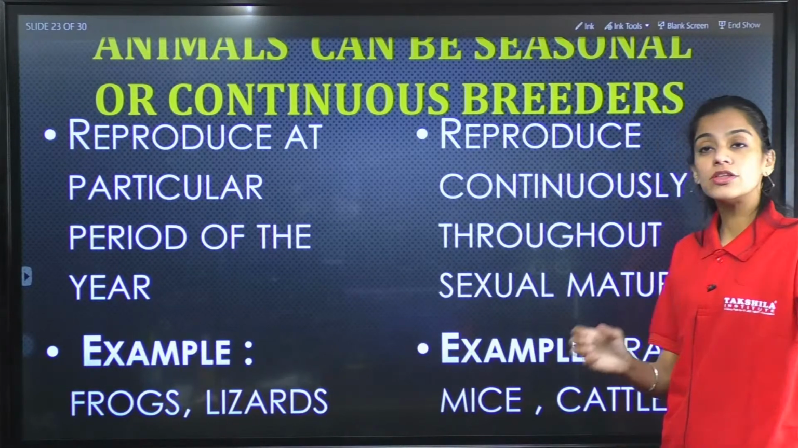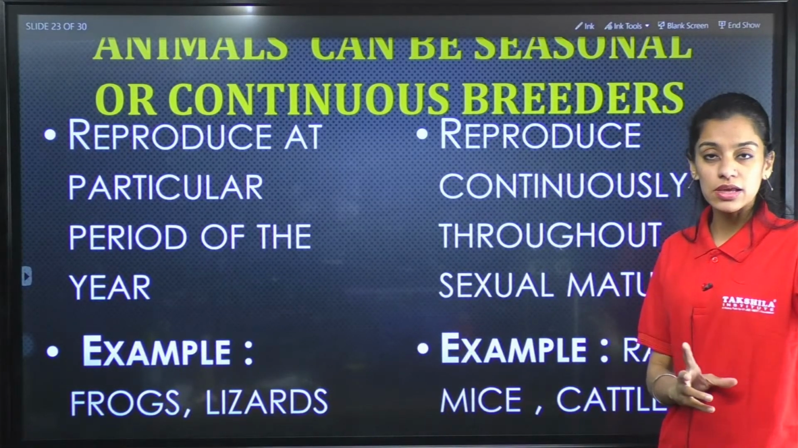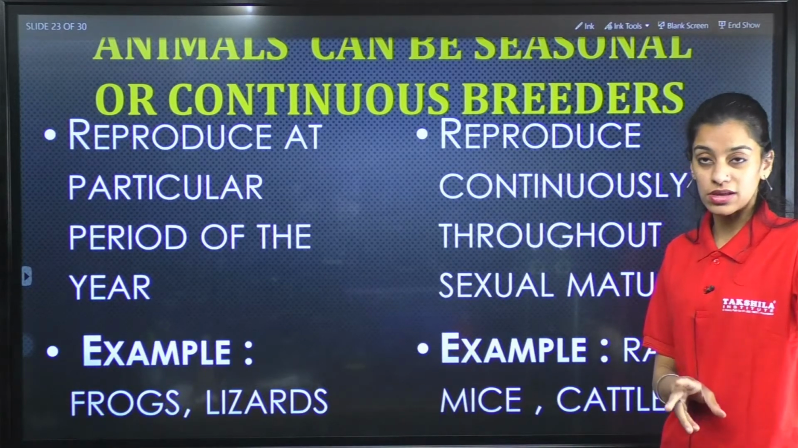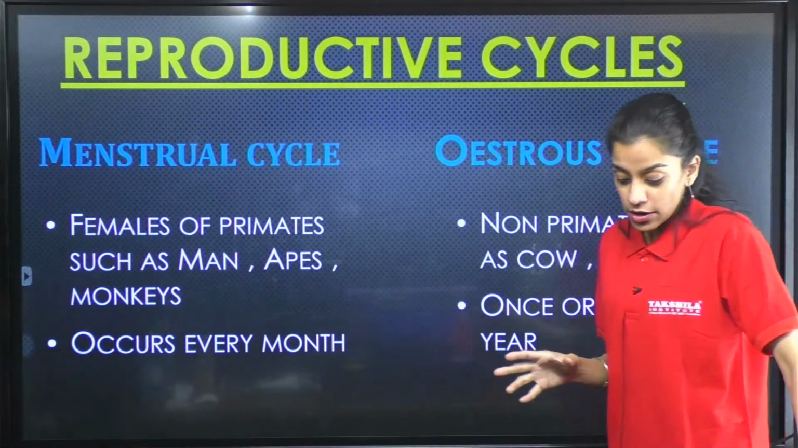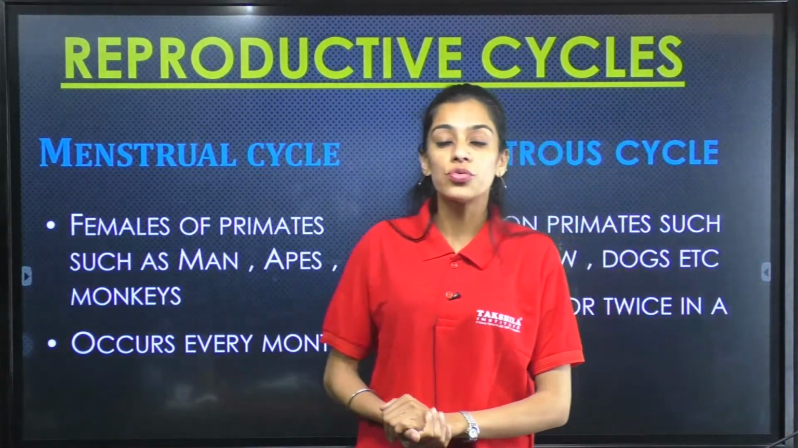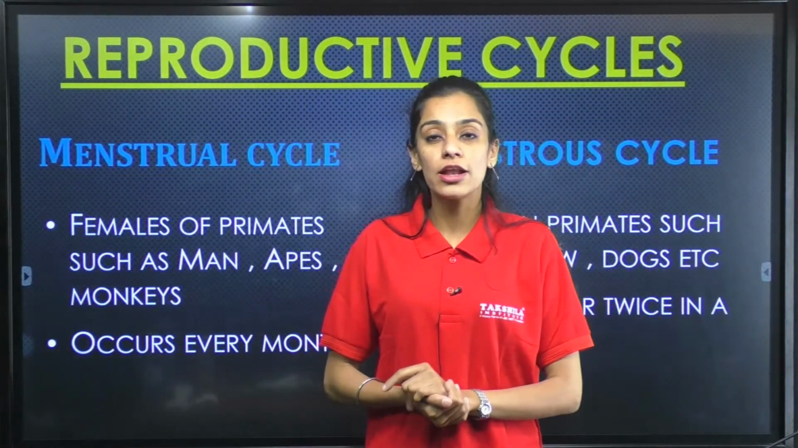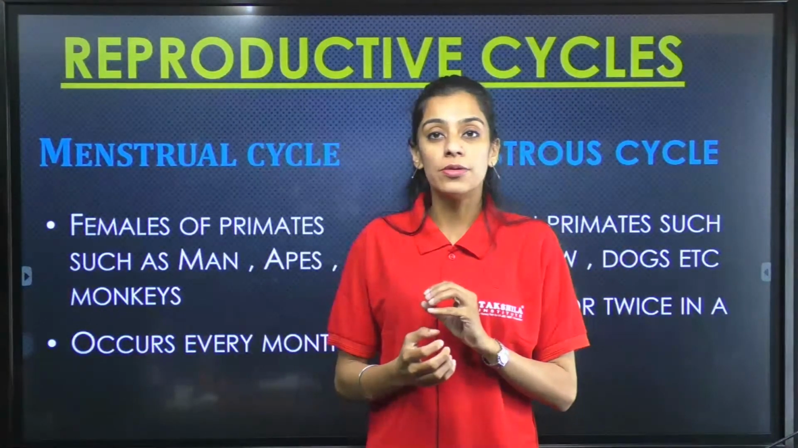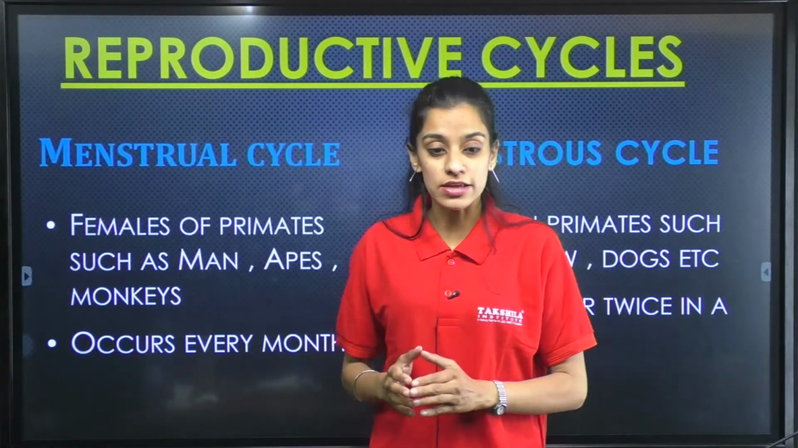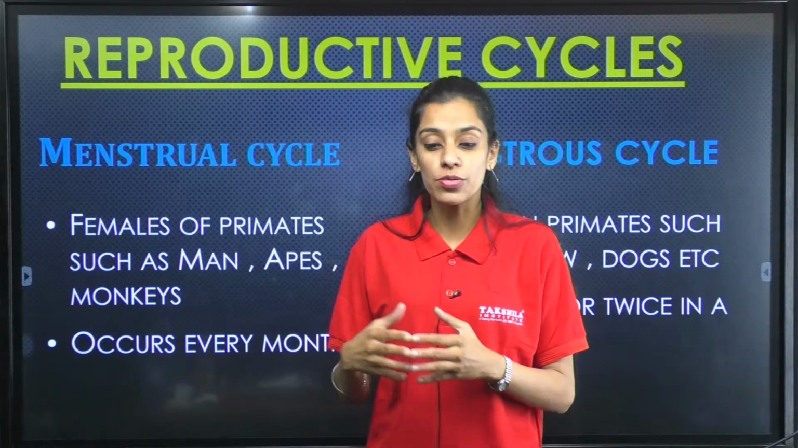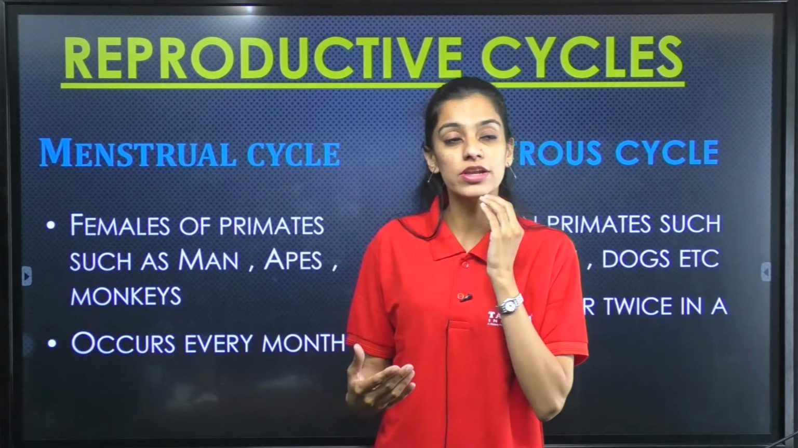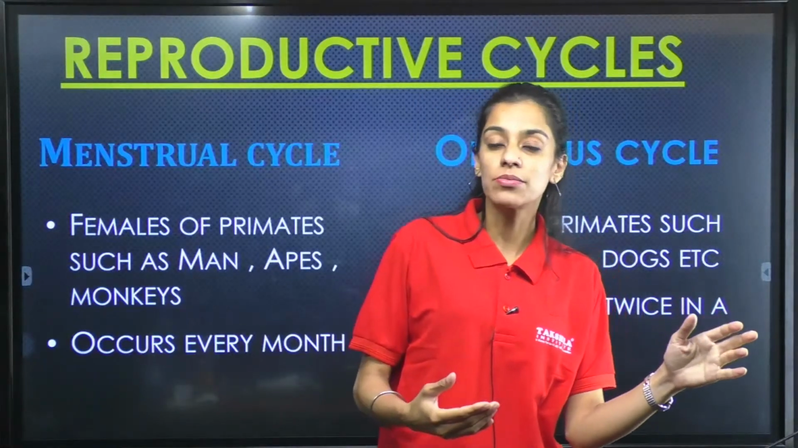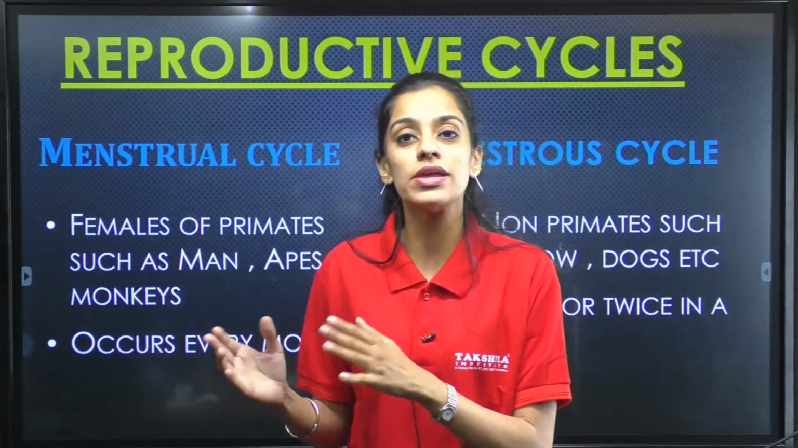Now that was about some breeding patterns or breeding durations. Now we come to another topic, reproductive cycles. The process of fertilization takes place with the help of certain reproductive cycles, and they are referred to as the menstrual cycle or the estrous cycle. So it can be the menstrual cycle in some organisms, and the estrous cycle in others.